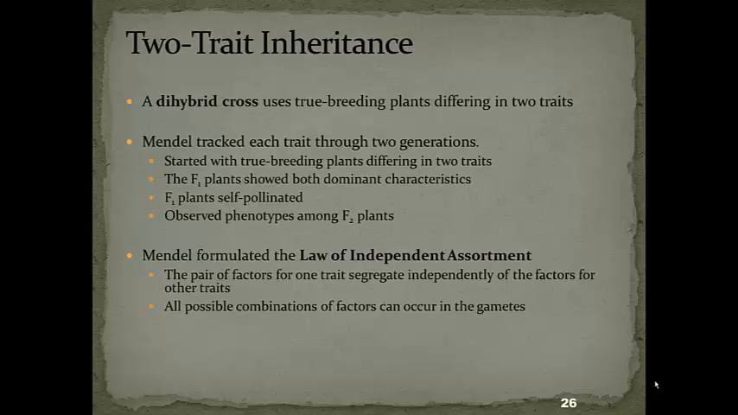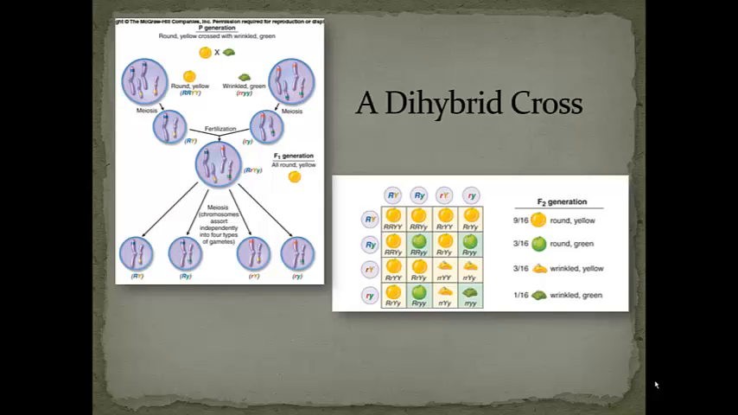Before I show you his results, from the results that he got from this, he came up with the law of independent assortment. This is independent assortment like we saw in metaphase 1 of meiosis, where the homologs line up side by side on the metaphase plate, and they line up completely independently of all the other sets of homologs. Each set of homologs lines up independently of all the others. Mendel figured this out.